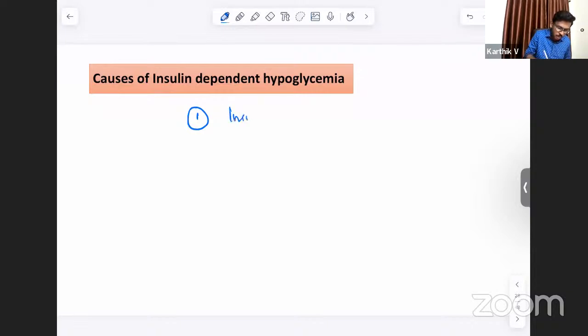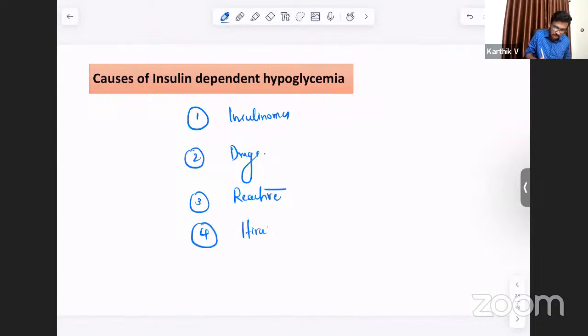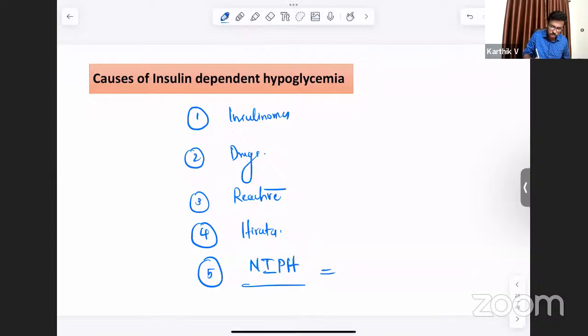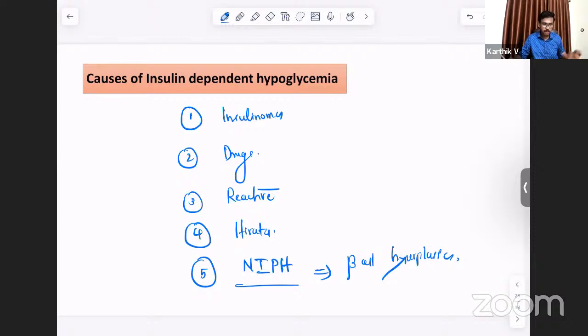Now, looking at insulin dependent hypoglycemia, we have already listed a few. One is insulinoma, then drugs like OHA and insulin. Three, you have mentioned reactive hypoglycemia. Four, we have mentioned Hirata syndrome. And five, there is something called nesidioblastosis or non-insulinoma pancreatogenous hypoglycemia. It's usually due to beta cell hyperplasia. Okay, so these are some of the causes for insulin dependent hypoglycemia.